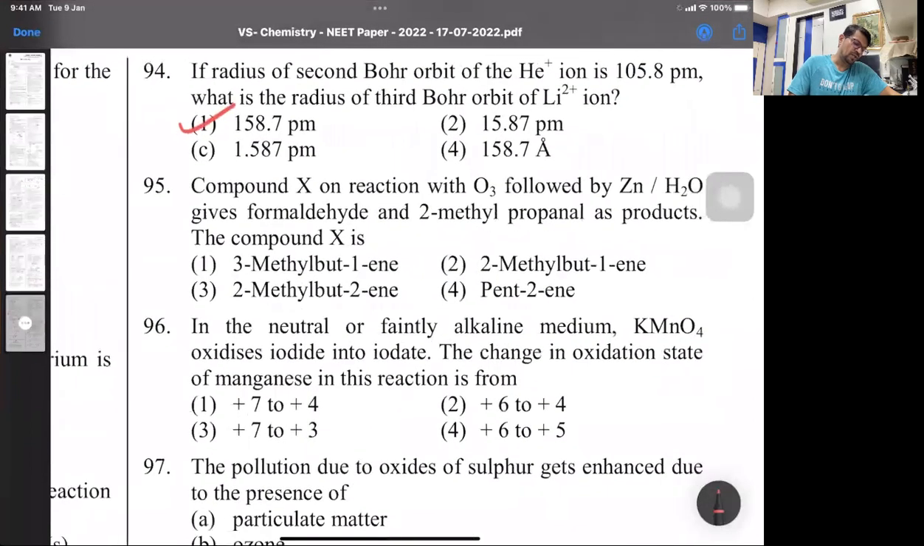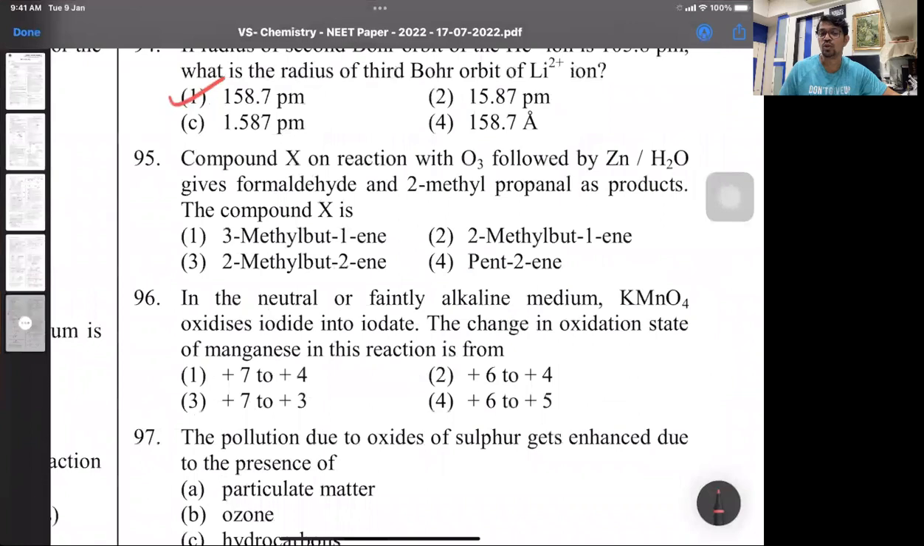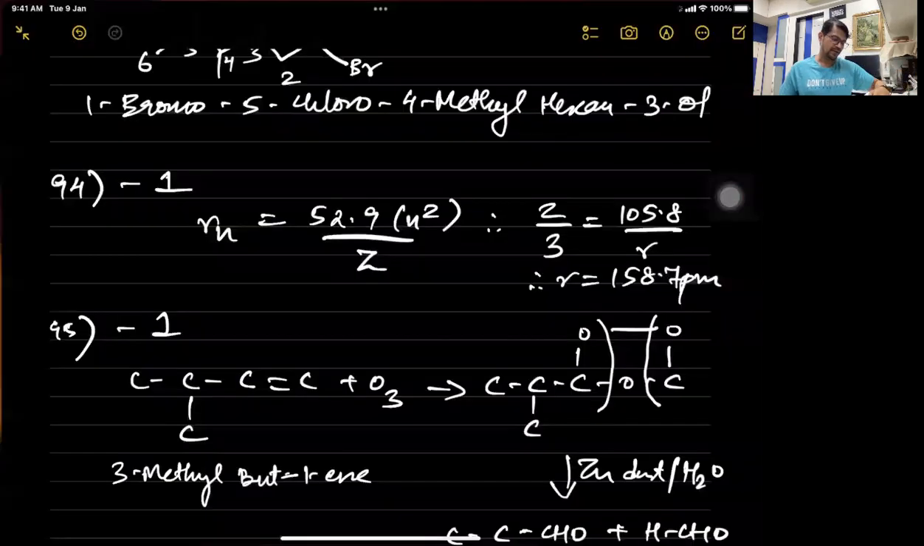Then 95. Compound X on ozonolysis gives a mixture of formaldehyde and 2-methyl propanal. The initial compound is, now this is very simple. The formaldehyde carbonyl group comes from a double bond, and 2-methyl propanal too. That's why you show the double bond part and try to do it. So look at this. 95 goes like this.